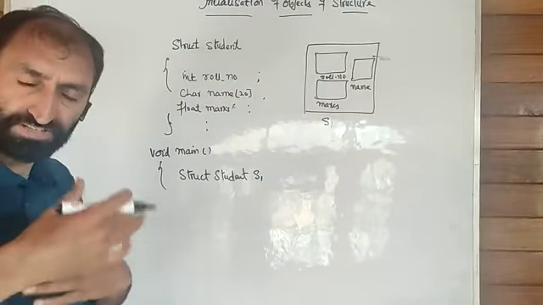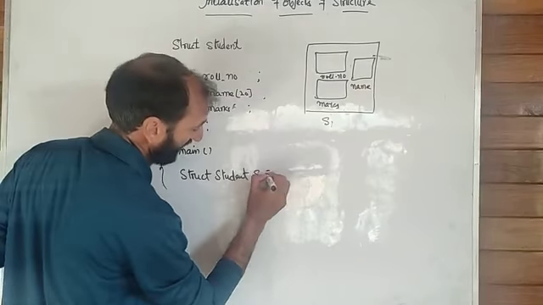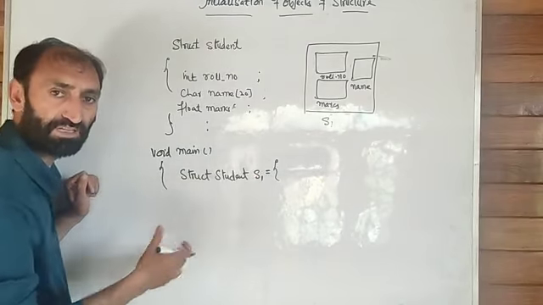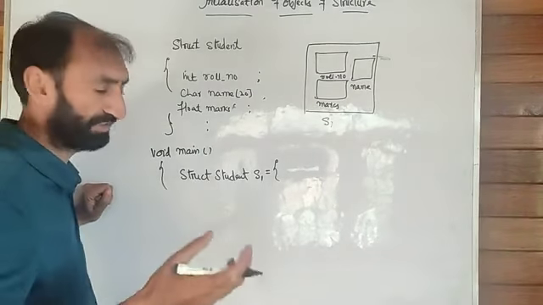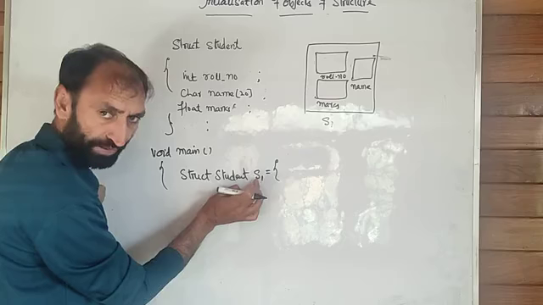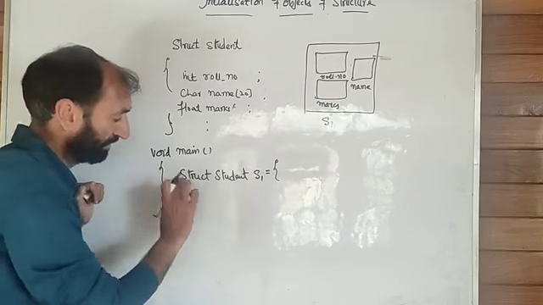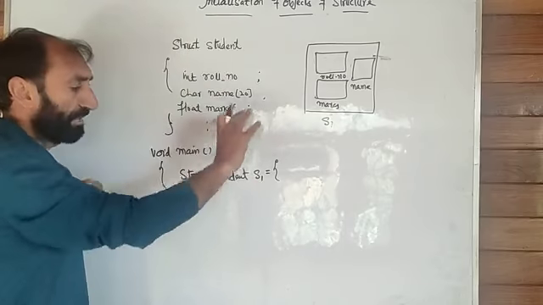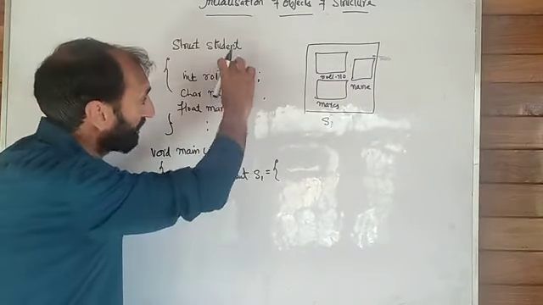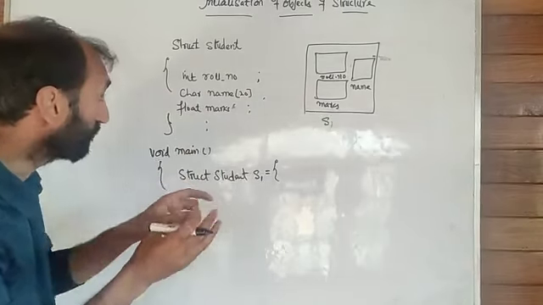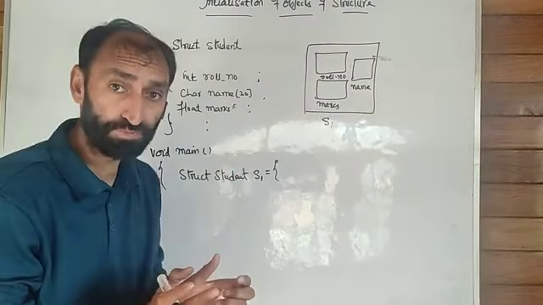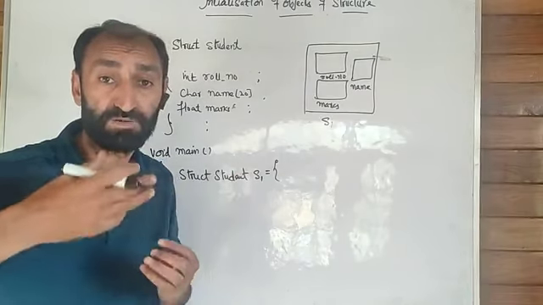How can we initialize the structure members? First, there is one way of initializing: this is compile time initialization. Runtime initialization we will also discuss in the next videos. Here, struct student s1: s1 is the variable, or you can say an object, of struct student type. How can we assign values to these members? We can assign values to the structure members through their objects, because whenever objects are created, the memory is allocated by the memory manager.